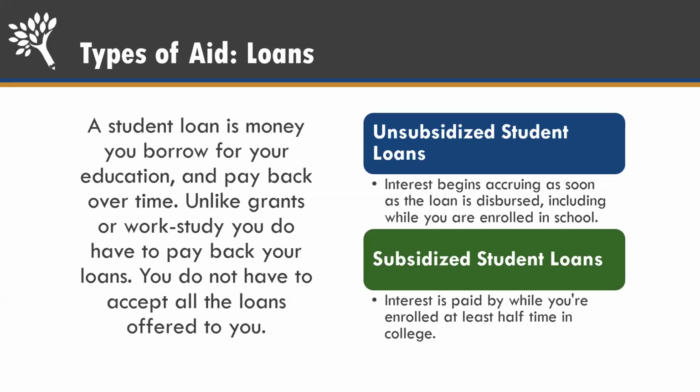A big thing to know about loans is that students don't have to take out the full amount of the loan they're offered. If a student is offered, let's say, $5,000 in loans and they only need $1,000, I encourage them to take what they need, not what they want. Take the $1,000, not the $5,000. I just think it's very easy to take out and spend.